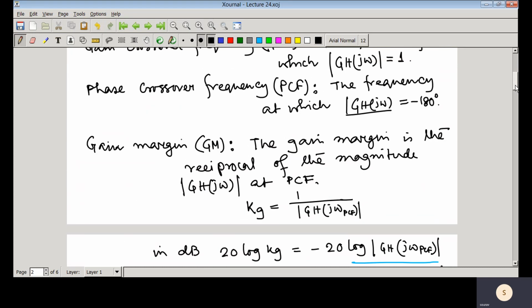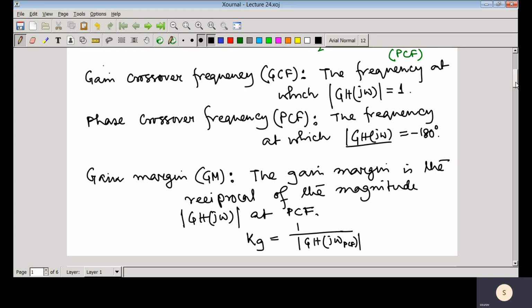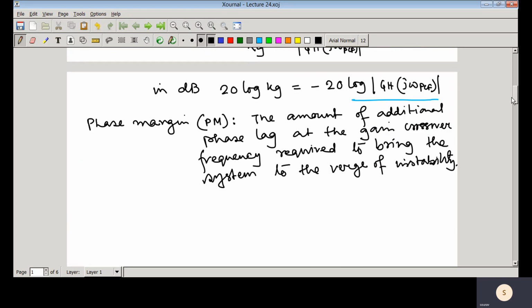So here you can see this is that theta. That means if you add this theta at the gain crossover frequency, then this Nyquist plot would come to that critical point. That means it would be on the verge of instability. So this is called the phase margin.